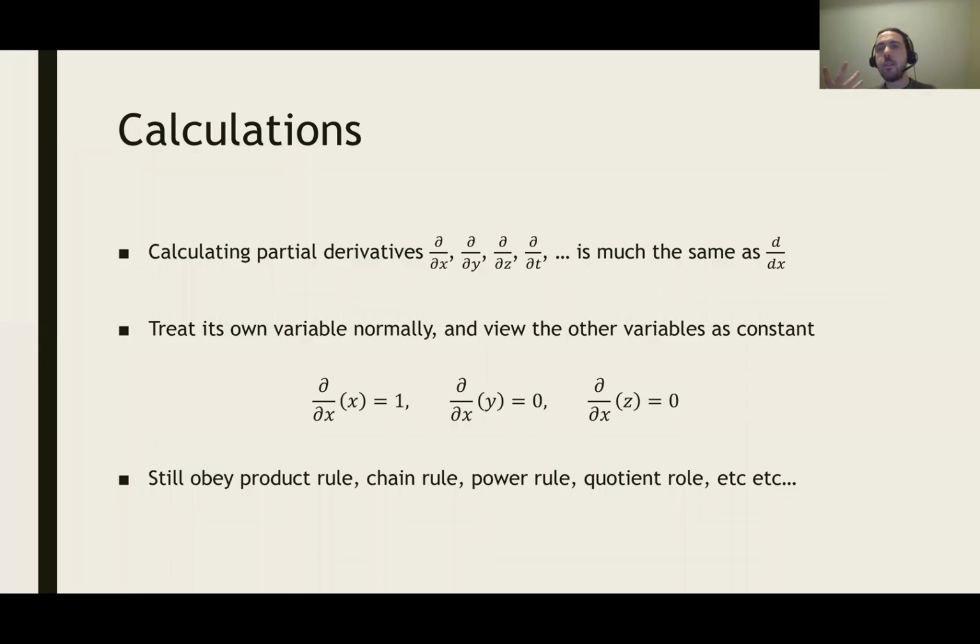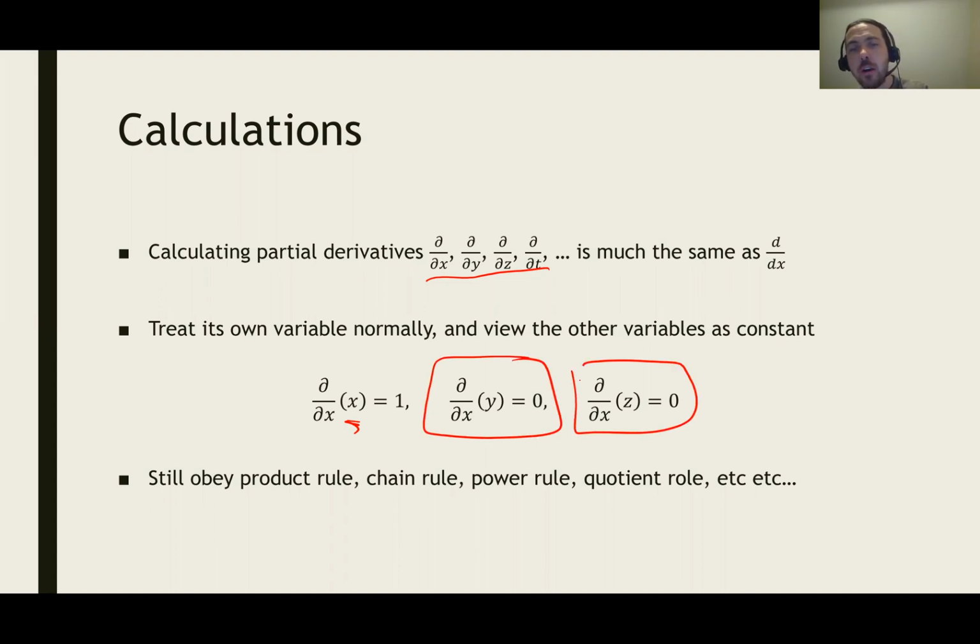Now, one of the main reasons that partial derivatives are so useful is that we already know how to calculate them in some sense. They are calculated in the exact same way that we calculate derivatives of functions of a single variable, with a slight adjustment to the rules. So when we want to calculate a partial derivative, we do it by treating its own variable normally. So the derivative with respect to x of x is just 1. That's the ordinary derivative. And whenever we take a derivative of one of the other variables that we're keeping constant, we think of those as constants, and so those derivatives are 0.